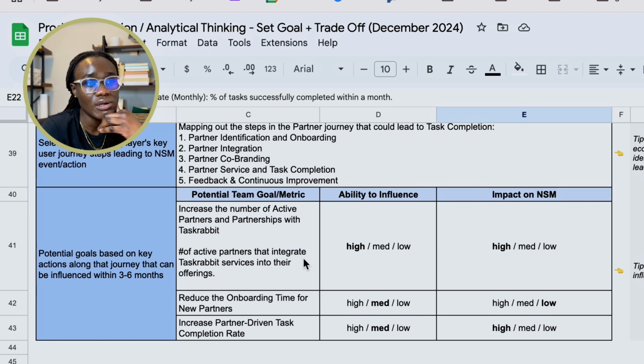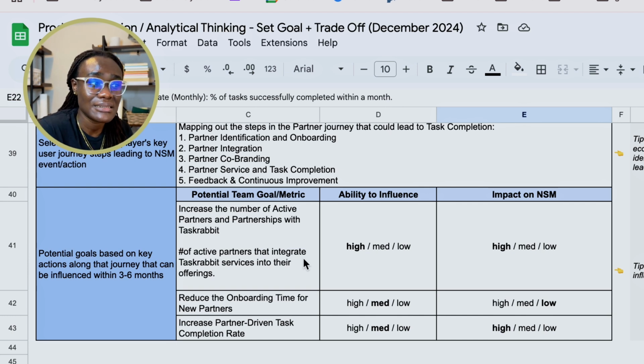The second goal that I have here, which is reducing the onboarding time, I ranked as medium because I think we have the ability to influence it, but I also ranked it as low on the impact on the North Star metric, because I think the onboarding time for partners doesn't really do much when it comes to improving the total completed tasks.